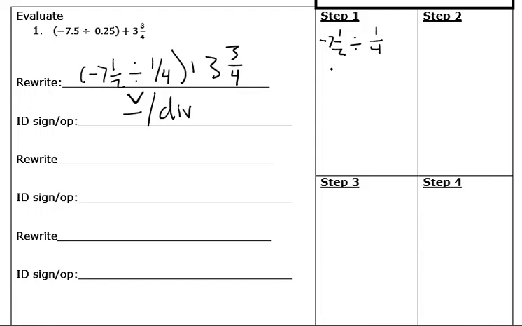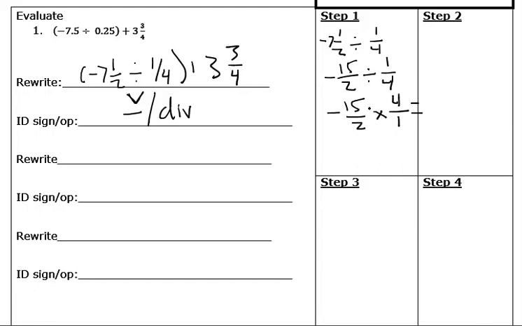Okay, so I'm going to turn this into an improper fraction. I will have negative 15 over 2 divided by 1/4. I'm going to leave it 15 over 2, change it to multiplication, and then flip over my second fraction. If we are struggling with fraction operations, please let me know. This video is not reteaching that, but I want to make sure that if you're struggling, you talk to me about that.